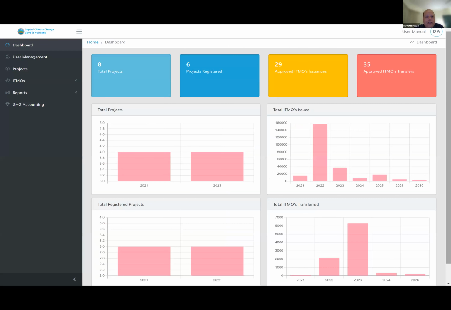This is a dashboard of the National Registry System, wherein a project can be proposed. It gives a brief of the system: total number of projects created, number of projects registered, ITMOs approved, ITMOs transferred, and it has graphical representation as well.